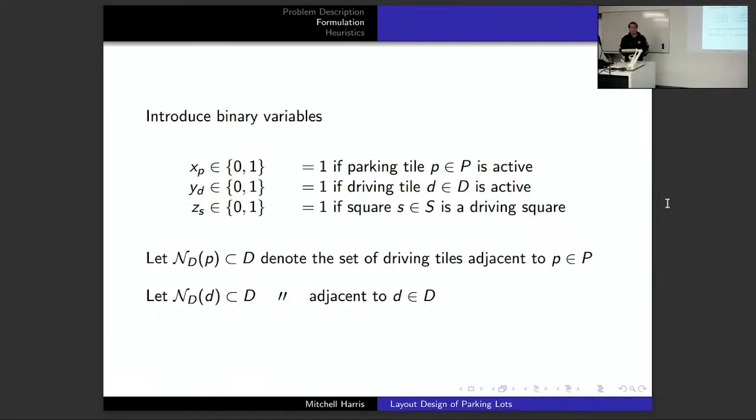And we're also going to have the ZS variables, which are 1 if that square is a driving square. And this might seem a little bit redundant, but it'll become clear shortly why we have these extra variables. And it's also going to be useful to define some neighborhoods.